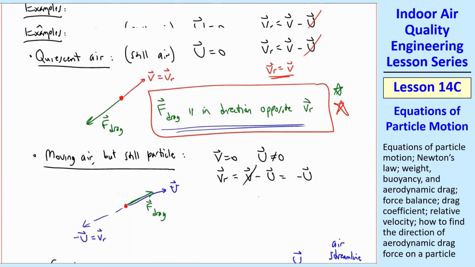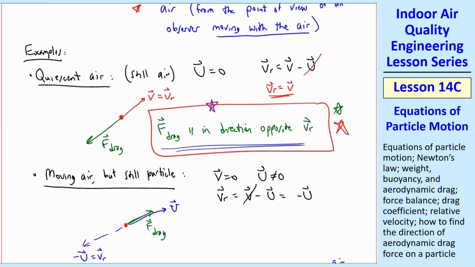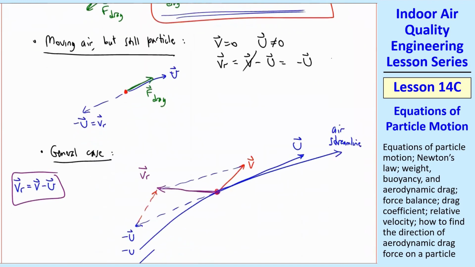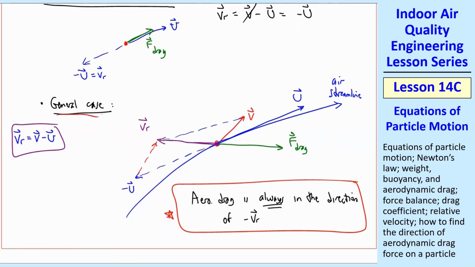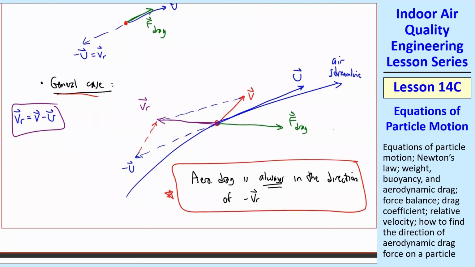And now using our statement for the third time, F drag is in the opposite direction of VR. And so once we find VR vectorially, we can find F drag, at least the direction of it. So our summary statement is that aerodynamic drag is always in the direction of minus VR. And that holds for any general arbitrary case where v and u could be in any arbitrary directions. And I want you to know how to do these vector summations. It's not that difficult. If I give you a u and I give you a v, you should be able to complete the parallelogram and figure out where VR is and then figure out what direction the drag is.